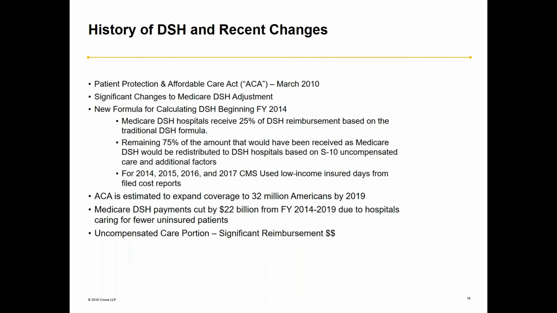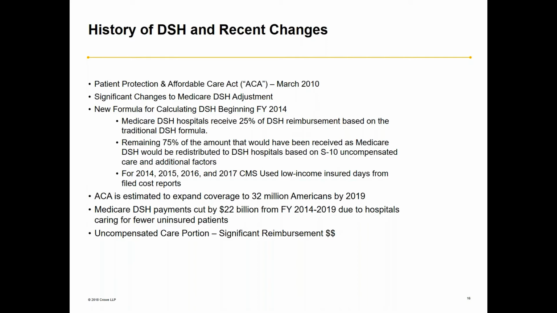So in 2014, 2015, 16, and 17, CMS was using low-income insured days, which was very similar to the SSI information that we talked about earlier, to capture the hospital's portion of that uncompensated care pool that we just talked about, that's 75% made up.